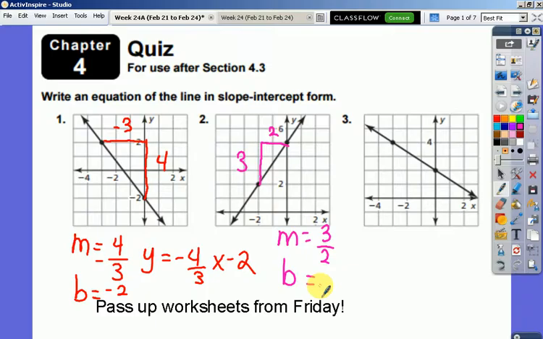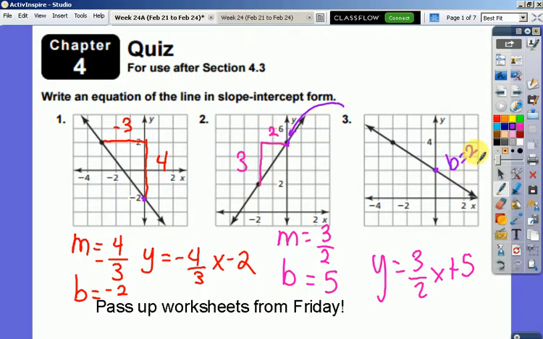The y-intercept is what? 5. The equation is y equals 3/2 x plus 5. Yep. Last one. How do you get the y-intercept? You always just look and see where the point intersects the y-axis. That makes sense. So, Alex, what would be your y-intercept here? 2. Yeah.